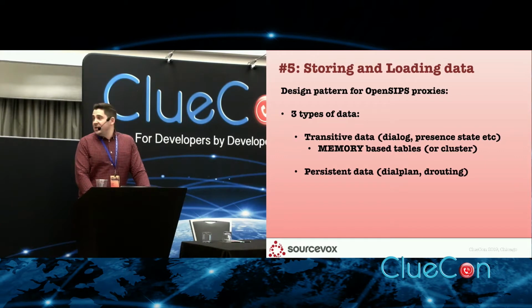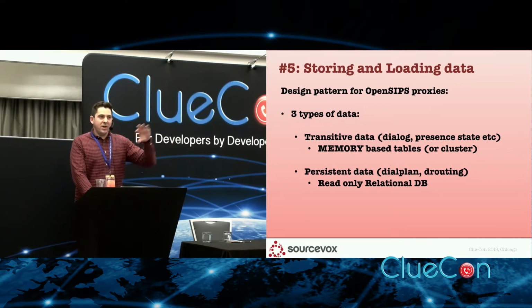There's persistent data, which is the data that the actual application requires to run. So it might be dial plan or routing information. And we tend to try and store that on a local relational database adjacent to the OpenSIPS instance itself, just so it can read it in very fast and you're not dealing with reading data in across networks, especially if you're deploying multiple POPs around the world, as it were.